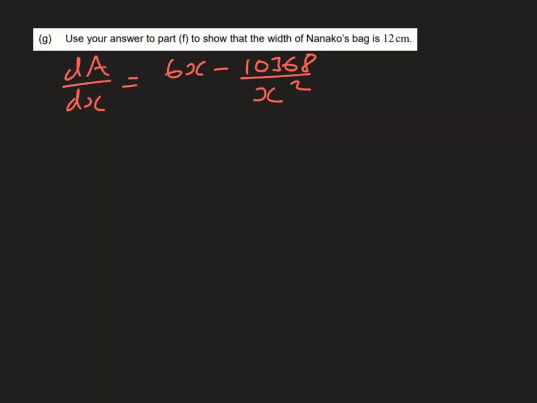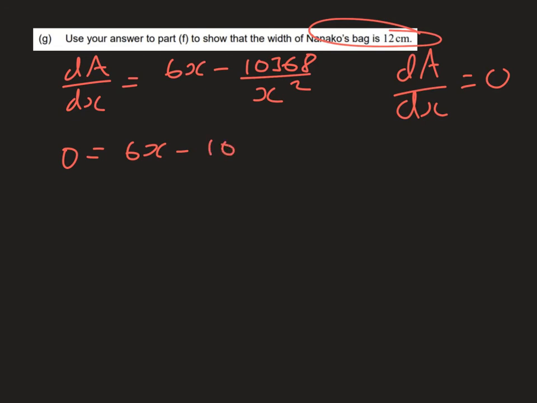In part G, we're asked to use the gradient function, dA by dx, to show that the width of Nanako's bag must be 12 centimetres. So to do this, we need to think back to what her initial objective was, which is to minimise the surface area of the material used. So if we're looking at minimising it, we want to identify the minimum point, and at a minimum point, the gradient dA by dx will be equal to 0. So we can set our gradient expression equal to 0 and rearrange it.